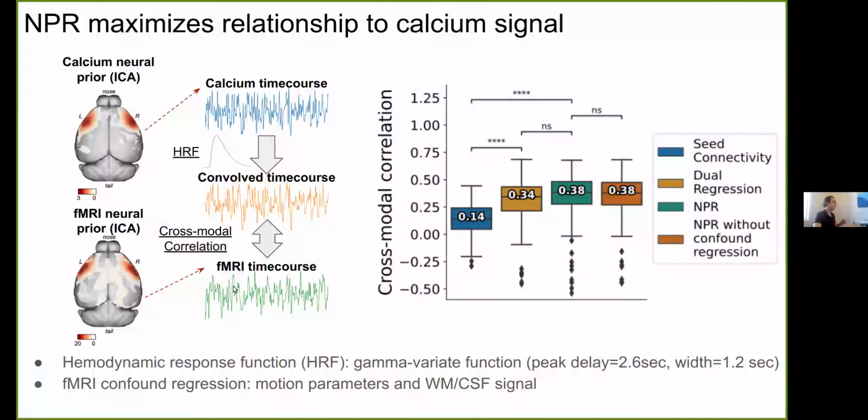And this is what I did by carrying out parallel analyses in each modality, by first deriving group IC components for the somato network in each modality, then deriving network time courses, and then cross-correlating these time courses after the convolution of the calcium time course for hemodynamic response. And I'm showing on the right the results where NPR achieves on average the highest correlation, and that remains true even without extra confound correction applied. So this is showing how NPR can maximally preserve the neural signature of interest.